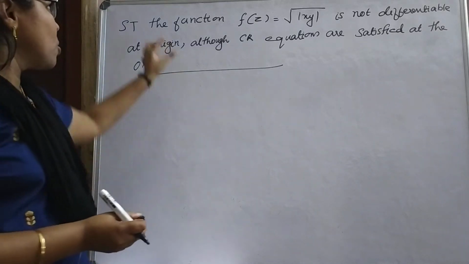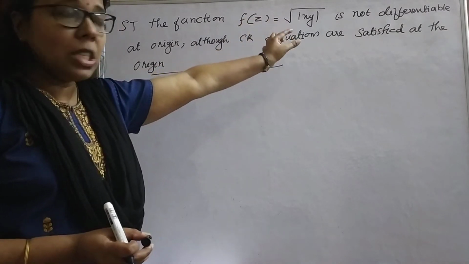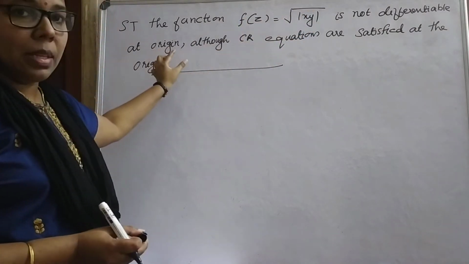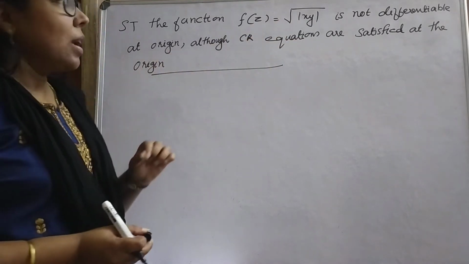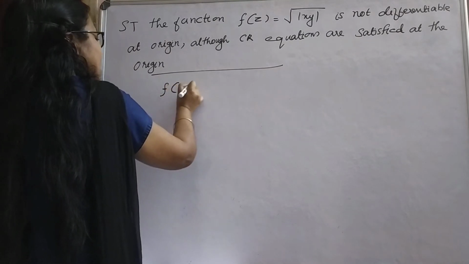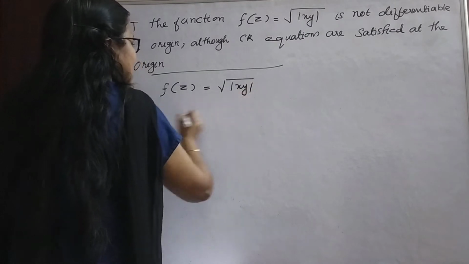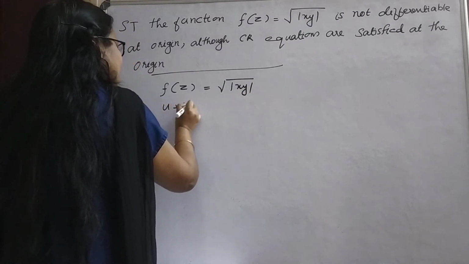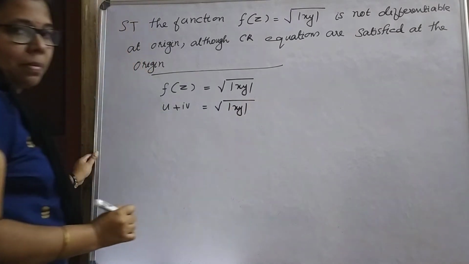Next question is, show that the function f of z equal to root mod xy is non-differentiable at origin, although CR equations are satisfied at the origin. First we have to separate real and imaginary parts. It is given that f of z equal to root mod xy. f of z is u plus iv, so u plus iv equal to root mod xy.